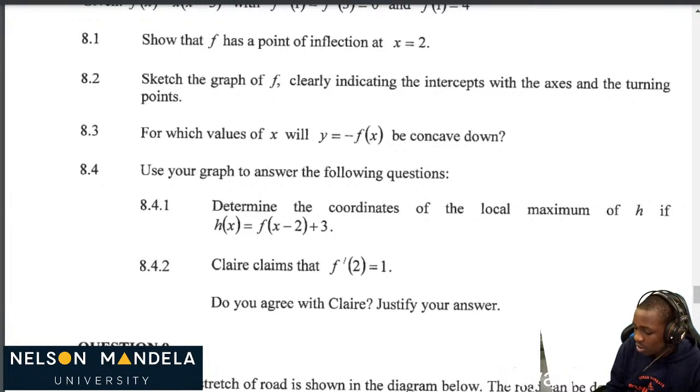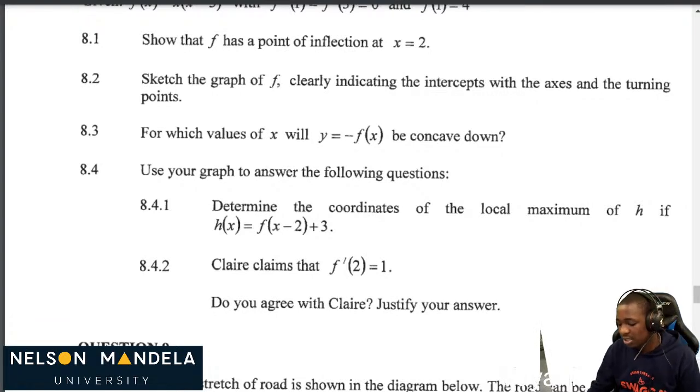So these are the coordinates of h of x, because what they just did is shift the graph 2 units to the right, which means it's going more positive. Let me just show you that they've shifted 2 units. So it's 1, 2, so it's 3. Shifted 2 units to the right. Then also plus 3, they've shifted 3 units upwards. So 4, 5, 6, 7.